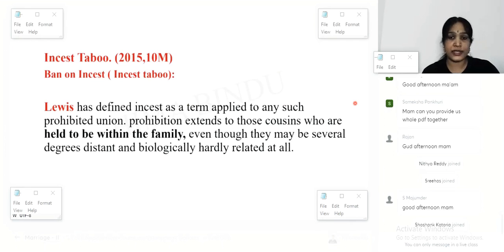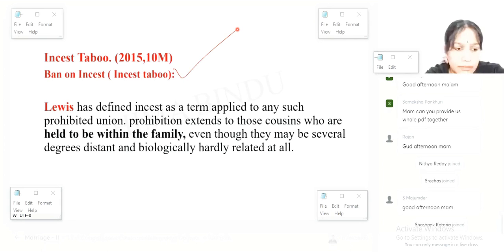Now let us talk about incest taboo. This was a previous question, a direct question. In anthropology, the questions are not very twisted. If the question comes from the syllabus, it is very easy to answer. Sometimes out-of-syllabus or new questions come. Our approach towards them is to ignore them and focus on the syllabus.